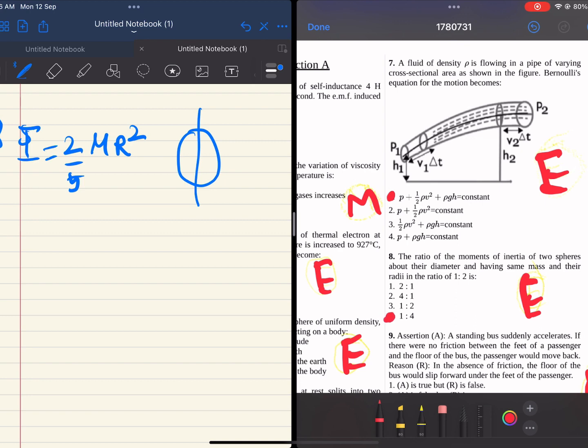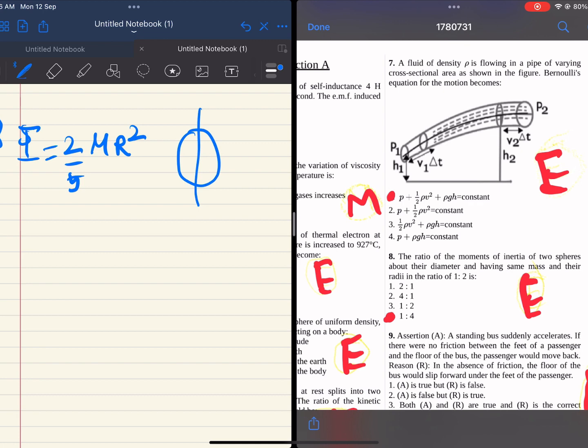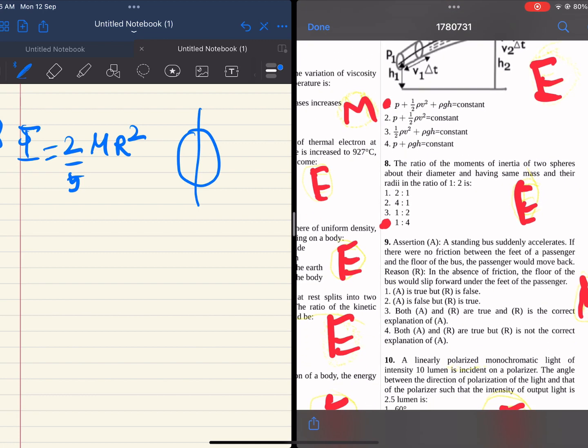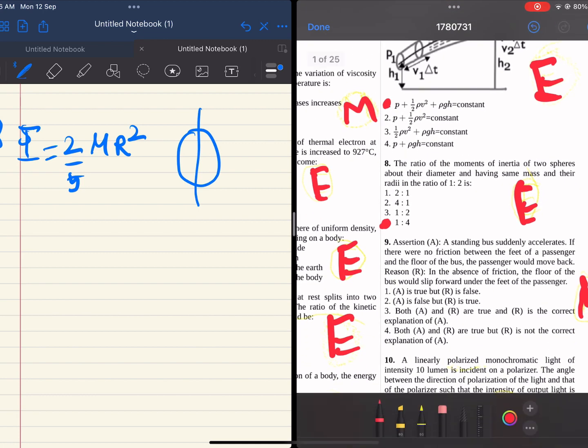Now, the ninth question is quite an interesting question, and if you see on the sides, I've written M, E, E. These are the difficulty levels. M is for medium and E is for easy. And today I will only be doing section A for physics, of the NEET foreign paper.